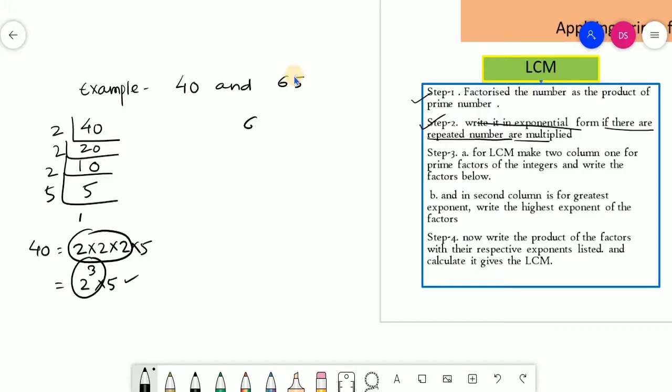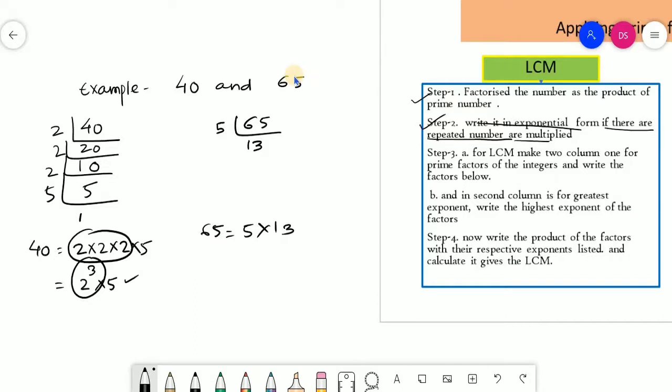Now come to 65. So we can only write 5 into 13. So there is no repeated number, so we need not write the exponential form.